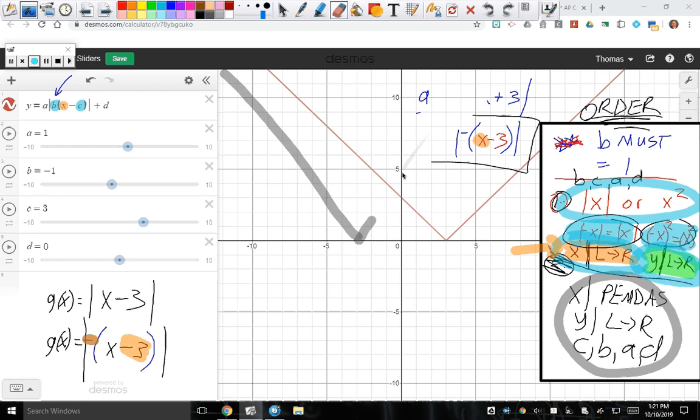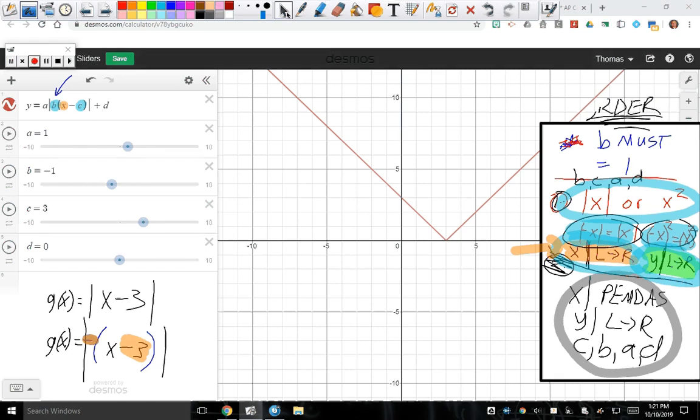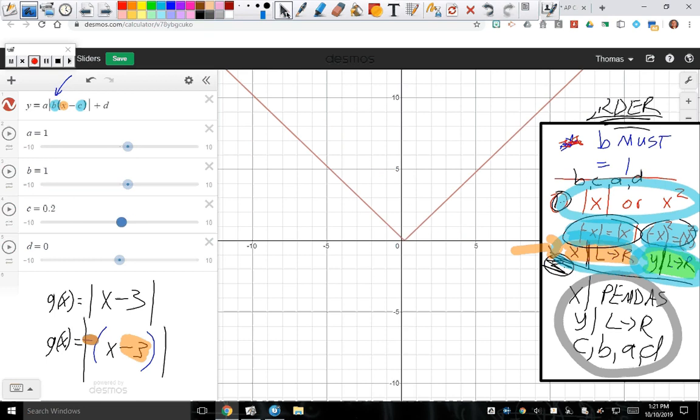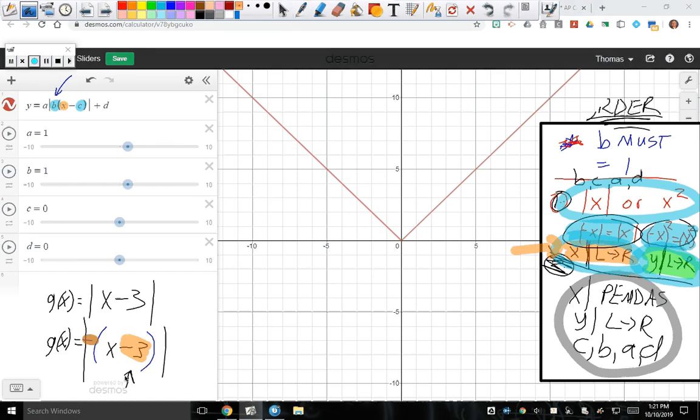Okay? So, let's come back. Let's erase this. And we're going to start from the original one, where b is 1, and we're going to start where c is 0. So instead of doing the PEMDAS order, where I shifted it 3 to the right and then tried to reflect it, I'm going to reflect it first. You with me? So we're going to do this piece right here. We're going to do the b first. All right, here we go.